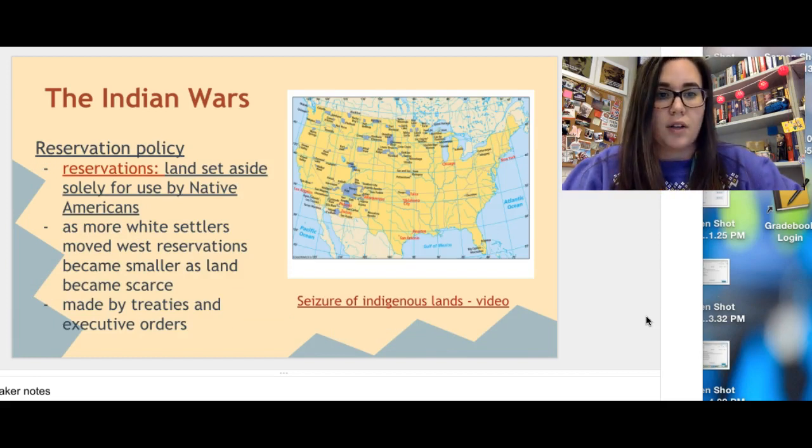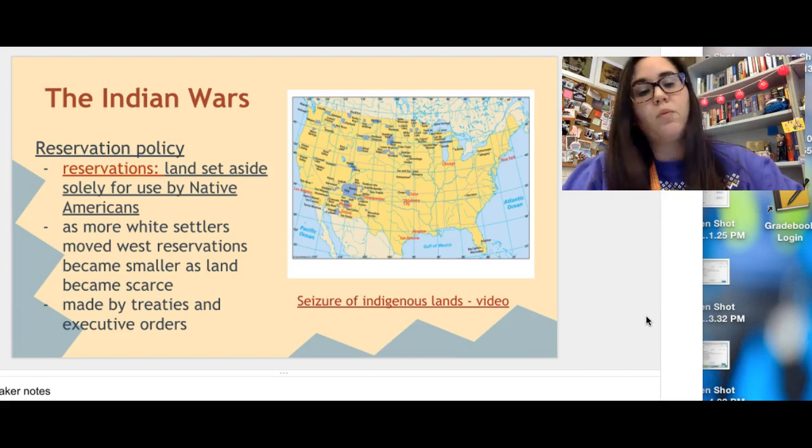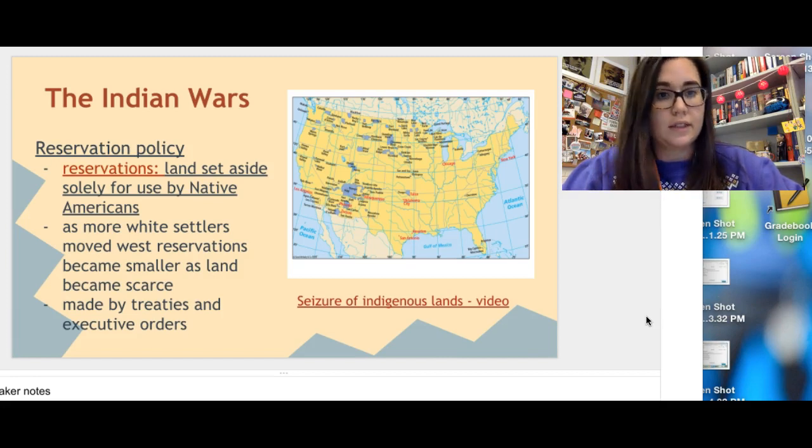So reservation policy had been the United States policy regarding Native Americans for most of the 1800s. Reservations were tracts of land set aside solely for Native American use. Oklahoma Territory was a state-sized reservation that was put aside for Native American use until, as we saw in the last unit, it was opened up for white settlers in 1889.